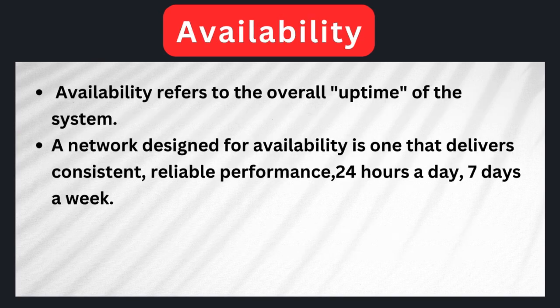Next, we have availability. In computer networks, availability refers to the overall uptime of the system. Uptime in the sense of the correct working time. A network designed for availability is one that delivers a consistent, reliable performance 24 hours a day, 7 days a week. In addition, the failure of a single link or piece of equipment should not significantly impact network performance.